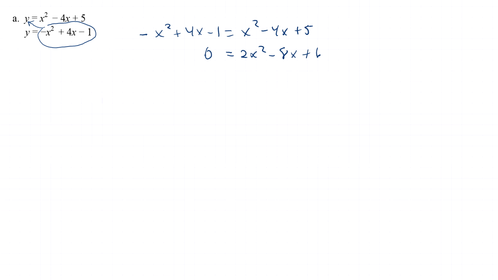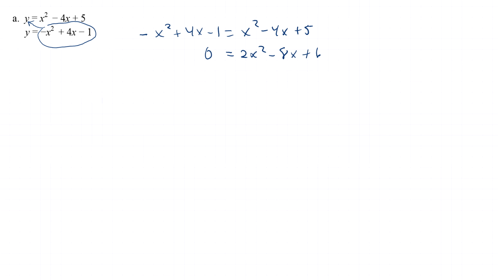Okay, so what we've learned about graphing systems of equations is we set them equal to each other. So when you do that, we can substitute this equation in for y because it equals y. So we've got minus x squared plus 4x minus 1 equals x squared minus 4x plus 5. What we have to do is get everything to one side. So I'm going to add x squared, so this is going to be 2x squared. Subtract 4x, that's going to be minus 8x. And then add 1 is plus 6 equals 0.